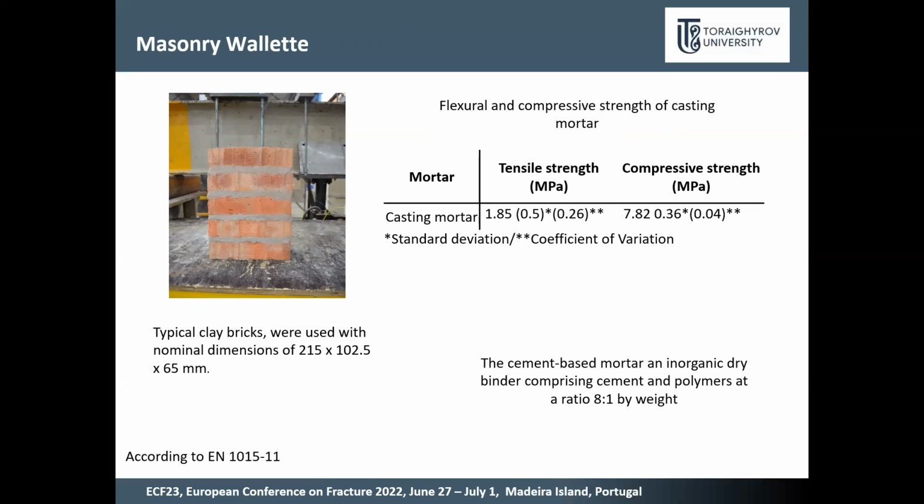Masonry unit. It's a typical clay brick. We use it with a nominal dimension of 250, 125, and 65 millimeters. Here you can see the flexural and compressive strength of casting mortar. The mortar was a cement-based mortar and an organic dry binder comprised of cement and polymers at a ratio 8:1 by weight.